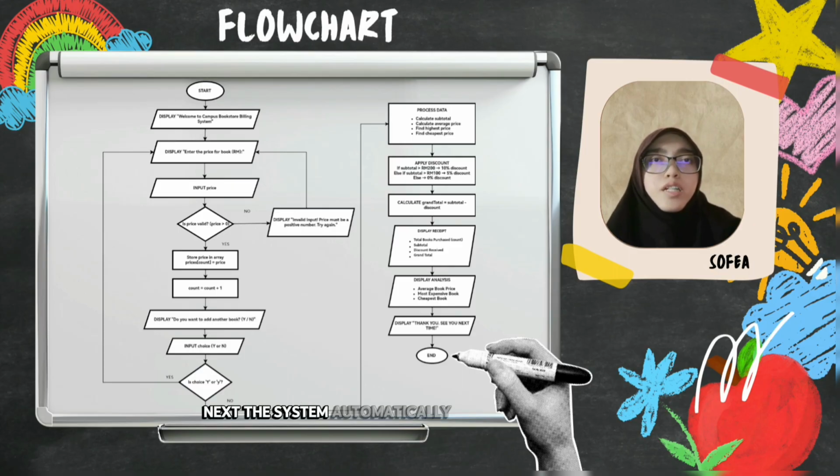Next, the system automatically determines the discount based on the subtotal. If the subtotal is over RM 200, the customer will get a 10% discount. Meanwhile, if the subtotal is over RM 100, they will get a 5% discount. Otherwise, the discount is 0%. And then, the final grand total is calculated by subtracting the discount from the subtotal. Finally, the system displays two outputs, a detailed customer receipt and a quick price analysis. After showing a friendly thank you message, the program ends.